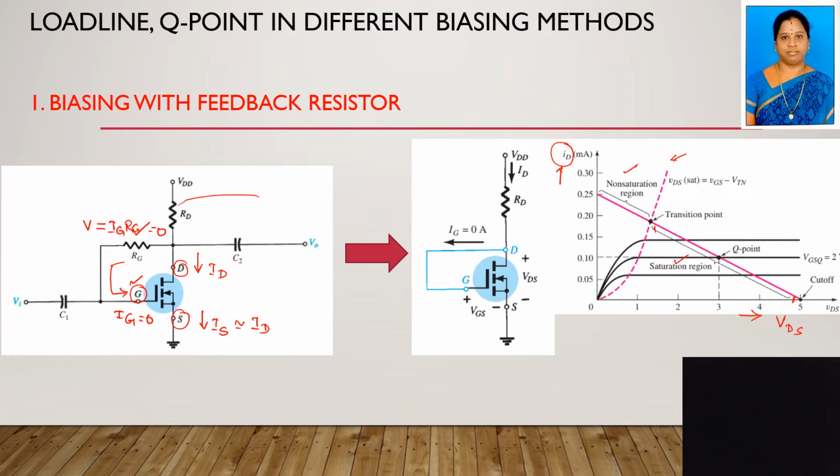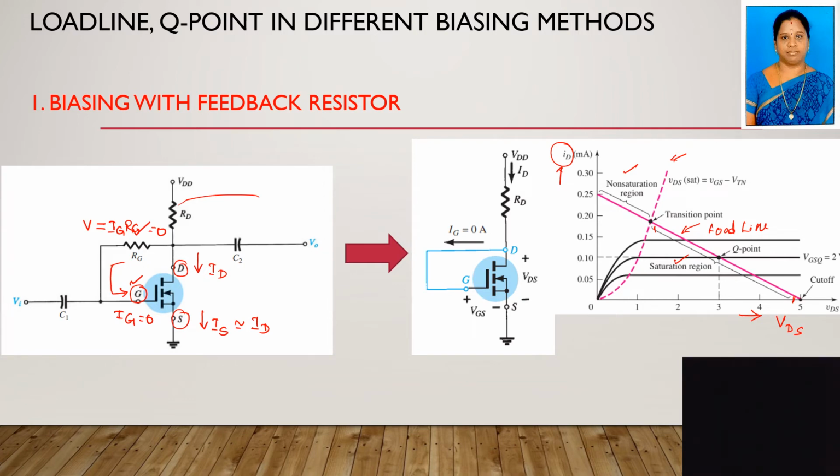Out of this whole region, where do we have to fix the Q point? We always have to fix the Q point in the middle of the load line. Load line means it is a line drawn on the output characteristic of the transistor. This load line will show where we have the saturation region and where we have the non-saturation region. After finding this load line, we have to locate the Q point.